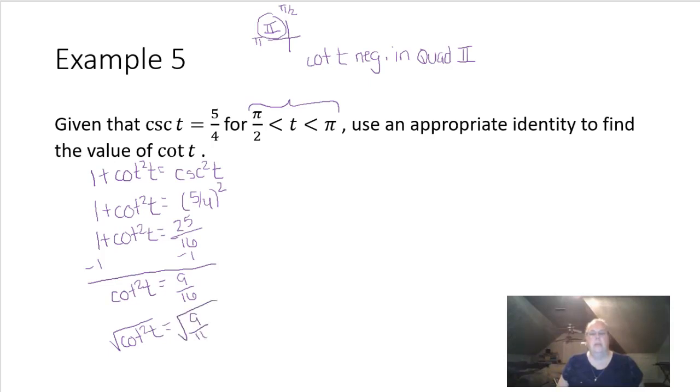And then, of course, the radical and the square will cancel, and we're left with the cotangent of t on the left. And on the right, the square root of 9 is 3. The square root of 16 is 4. And don't forget the cotangent should be negative, so we wanted to have the negative square root.